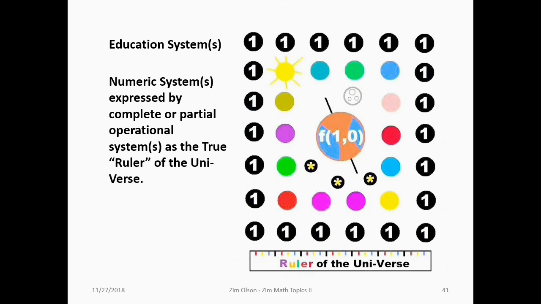In conclusion of my topic on educational systems, I have this cool artwork on the right. I think that it's more indicative of what I'm talking about than I realize maybe. Sometimes my artwork works out that way. I figure all my work, when applied to my paradigms, comes out clean in the wash, so to speak. Numeric systems expressed by complete or partial operational systems, the true so-called ruler of the universe, new concept of any kind of universe.